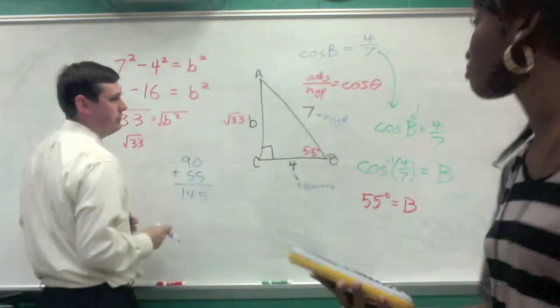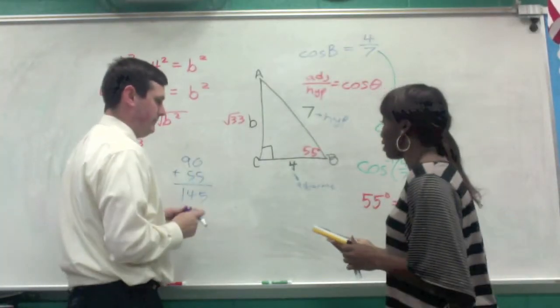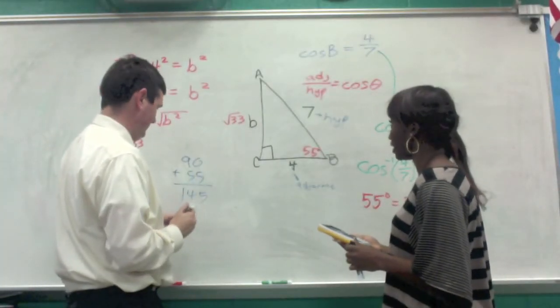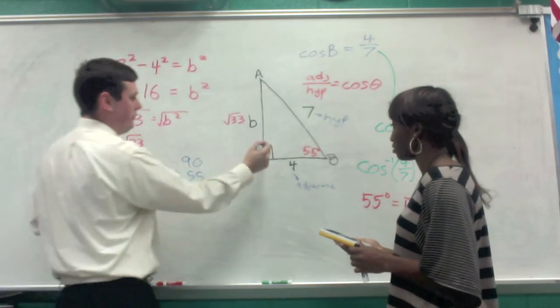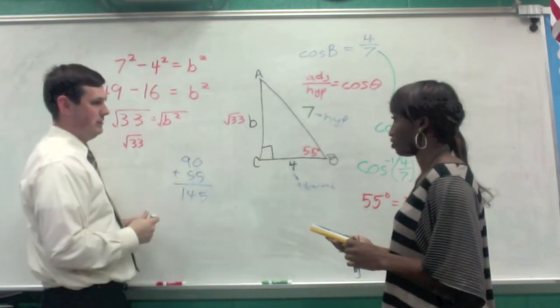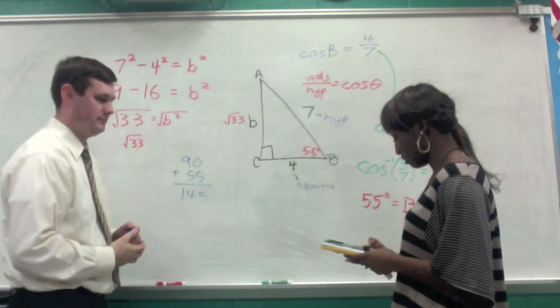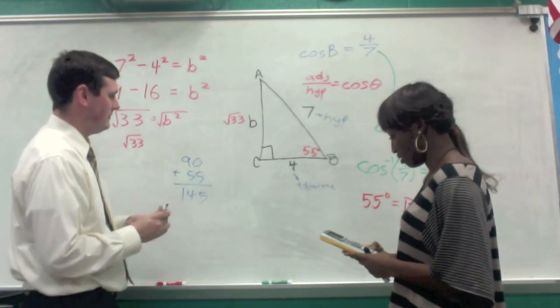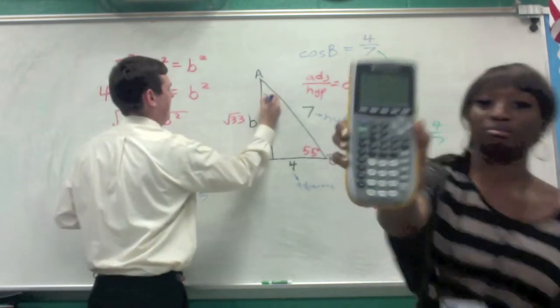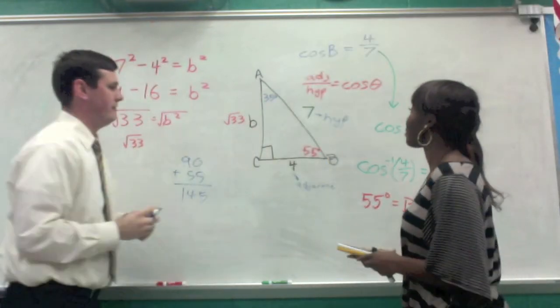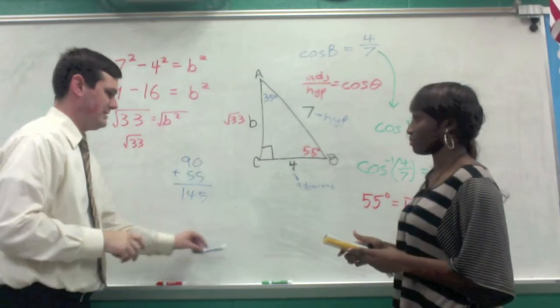So what do we have to do to get A? We have 145 degrees between these two angles, and the angles have to add up to 180. So you subtract 145 from 180. What do you get? 35. 35 degrees. And that's it.